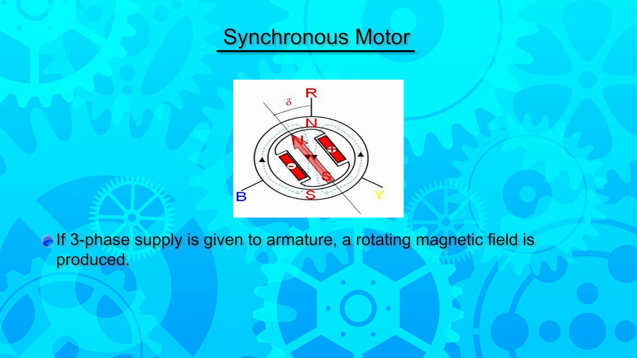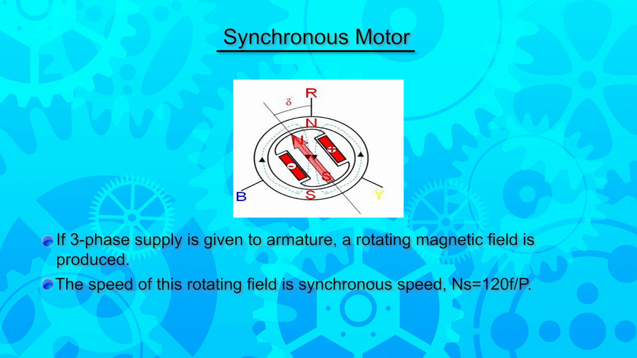If three-phase supply is given to the armature, a rotating magnetic field is produced. The speed of this rotating field is the synchronous speed. You have connected it to the AC and AC has got its frequency, that is F. So the speed of the rotating magnetic field is going to be Ns. Ns is equal to 120 F over P. P, as we already know, is the number of poles in the machine.